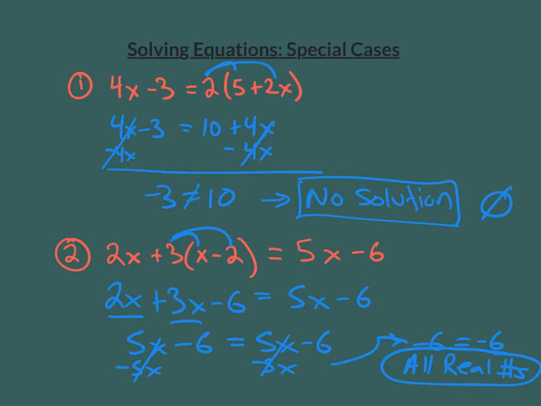So the two things that could happen, if you get a false statement, it's no solution. If you get a true statement, negative 6 equals negative 6, or you could have added 6 to both sides and gotten 0 equals 0, then it's true, so we say all real numbers.